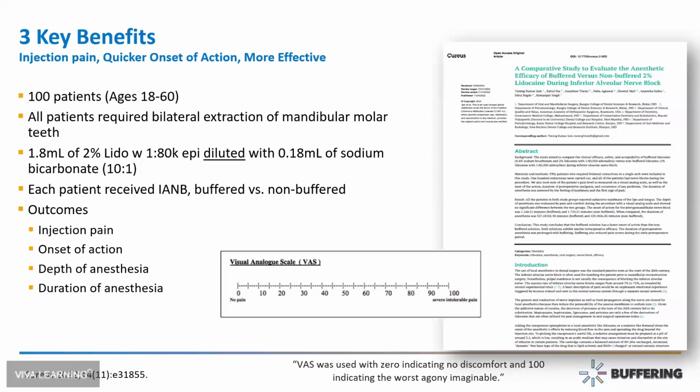Each patient received an inferior alveolar nerve block, and they had outcomes like injection pain, onset of action, depth of anesthesia, and duration of anesthesia. They also used a visual analog scale. In this case, it was 0 to 100, 0 no pain, 100 was worst pain ever.